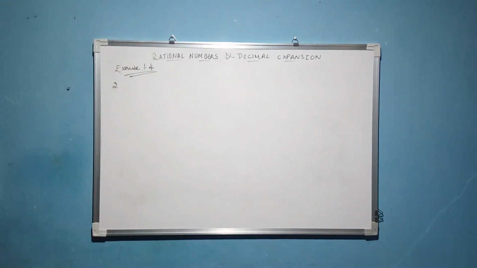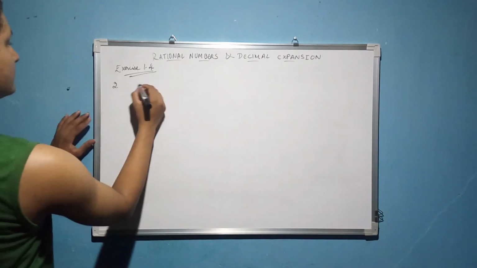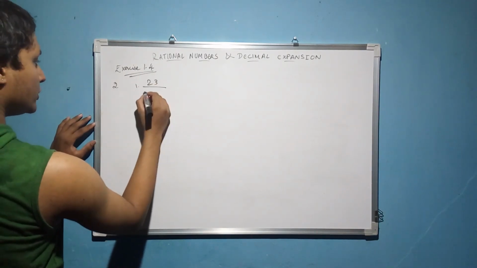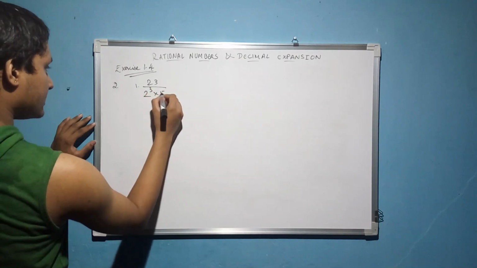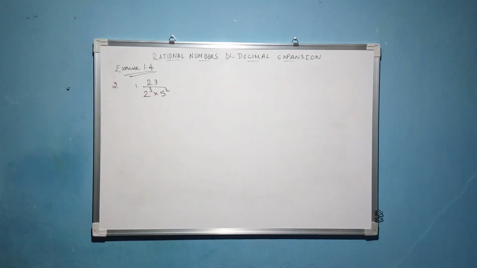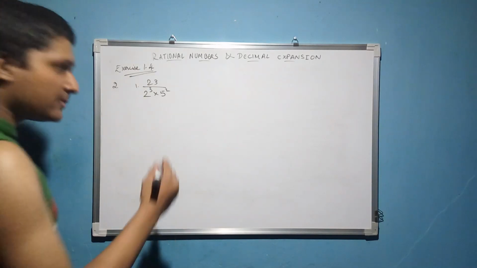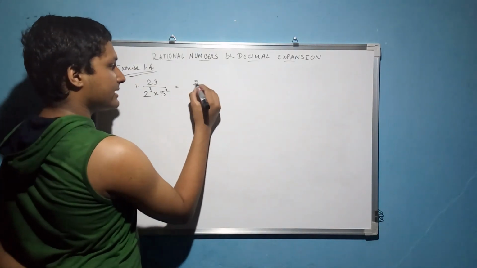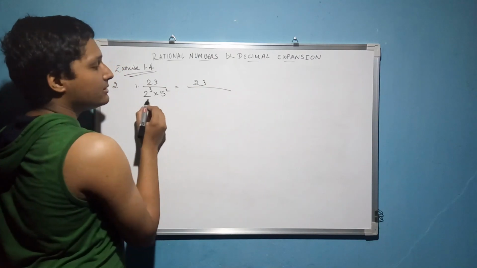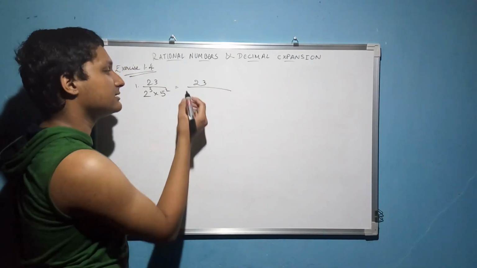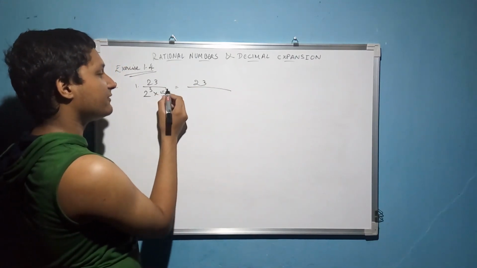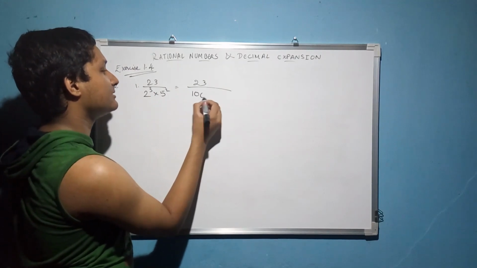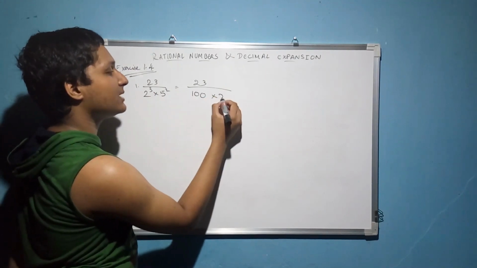The first one I have chosen is 23 divided by 2 cube into 5 square. My mechanism to do this is 23 divided by, I need to get multiples of 10 here. So 2 cube into 5 square, I can get 100 into 1, more 2 is remaining.